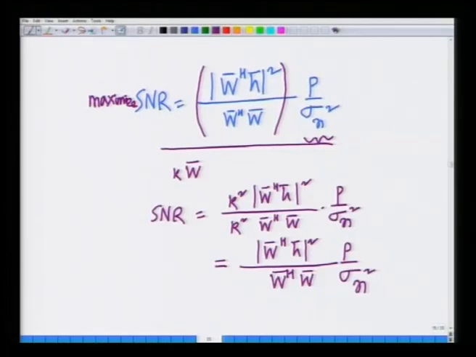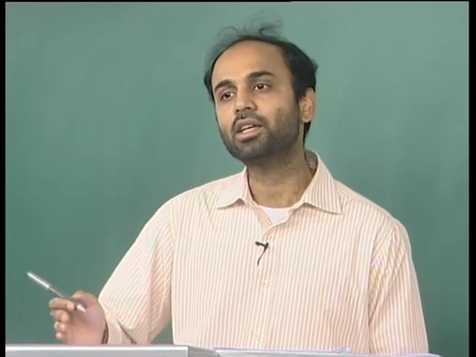So, this SNR is scale invariant, that is, I can maximize the SNR only up to a scale factor k. I can maximize the SNR by choosing a vector W bar that is unique up to a scale factor, which means if I have any optimal W bar, I can scale that W bar by a constant, and it will still be an SNR maximizer.